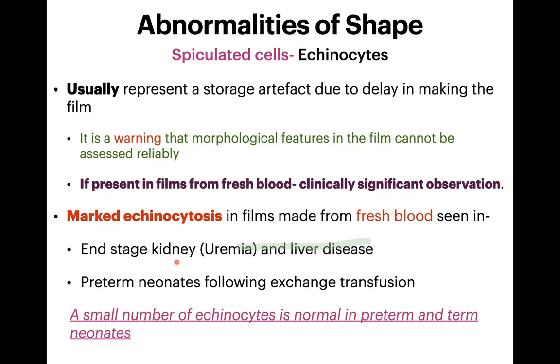One very important finding in the case of echinocytes is an enzyme deficiency called pyruvate kinase deficiency. Pyruvate kinase, as you know, is associated with glycolysis and ATP formation. So when this enzyme is deficient, RBCs will lack ATP, and this will result in the formation of echinocytes. So if you are seeing echinocytes in fresh blood and it looks like a hemolytic anemia, then consider pyruvate kinase deficiency also and investigate for that.